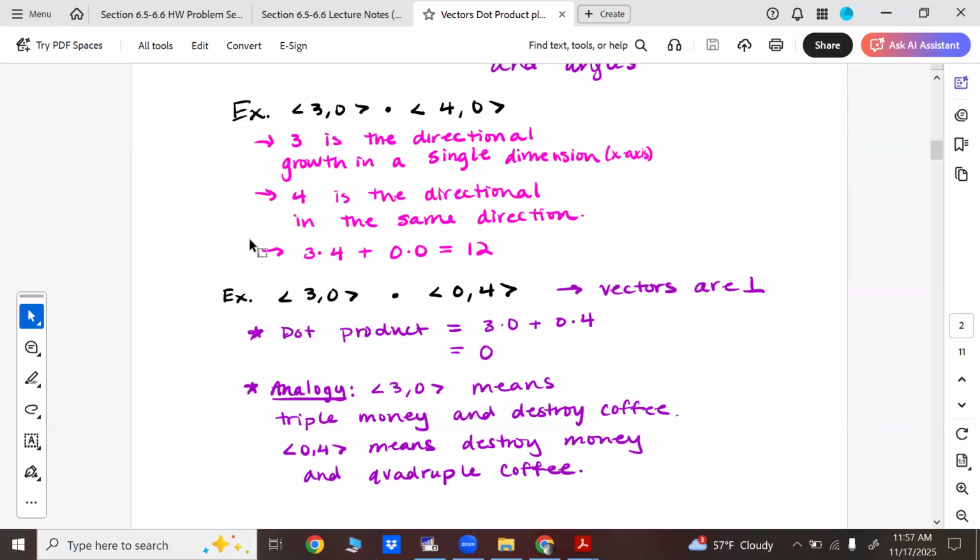Well, here's the deal. If your vectors are perpendicular, you have no dot product. The dot product is 0. It's kind of like if you were to... What's another good analogy I can think of?